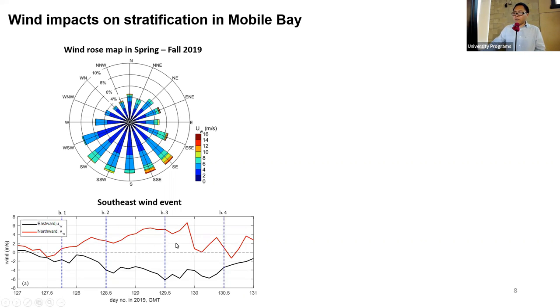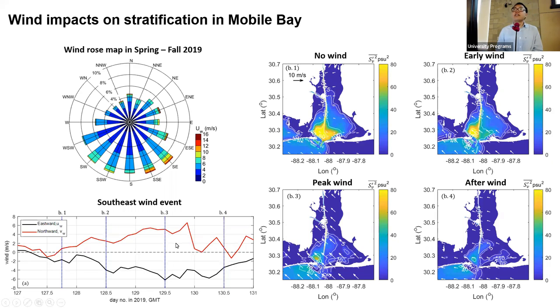So we have multiple snapshots of the stratification: without wind, early wind, the peak wind, and after wind. Without wind, the yellow color denotes strong stratification, and we have strong stratification in the lower bay, and the light blue means weak stratification. After the wind, we can see all the yellow color is gone, so we don't have strong stratification.